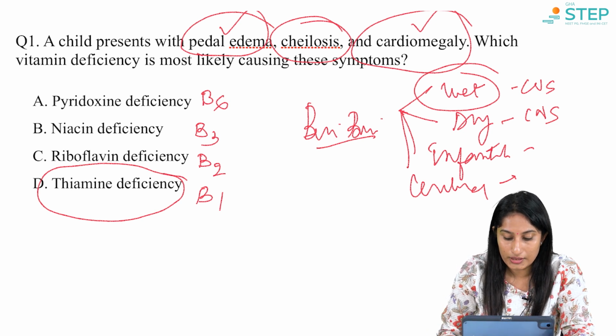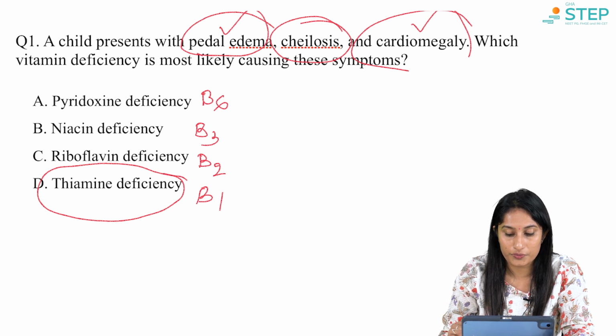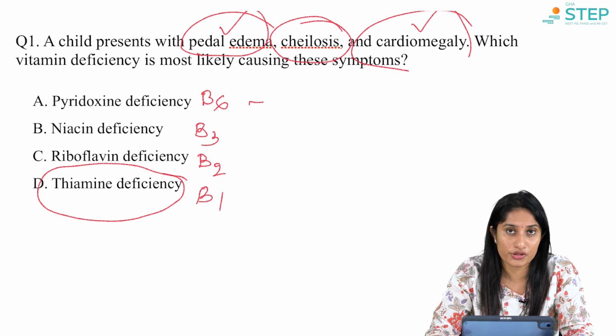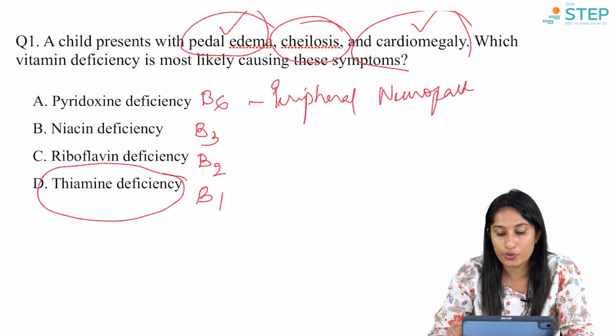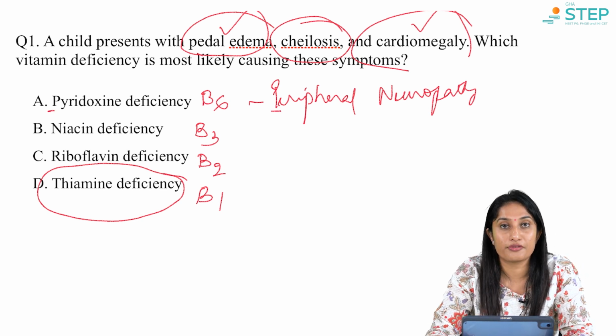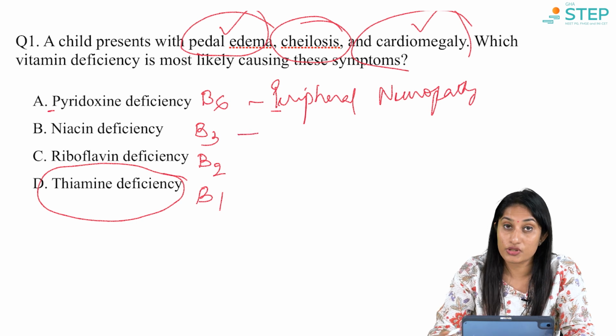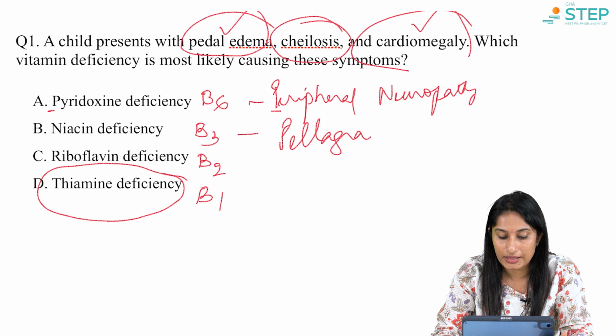Now, why are we ruling out the rest of the B complex vitamins in the options? The first one is pyridoxine. There is no particular name given for its deficiency, but most of the time it will cause peripheral neuropathy. You can remember the alphabet P: pyridoxine, P, causes peripheral neuropathy. For niacin deficiency, yes, we have a name given for the disorder. It is pellagra. And riboflavin will present mainly with glossitis and cheilosis.